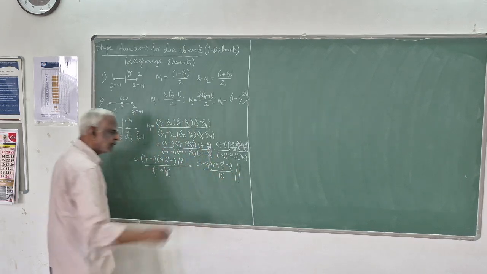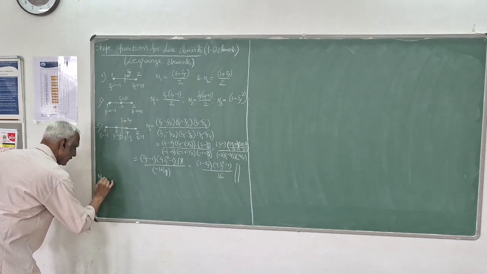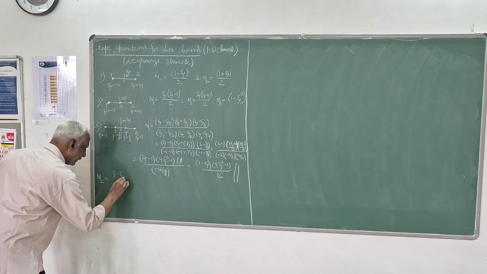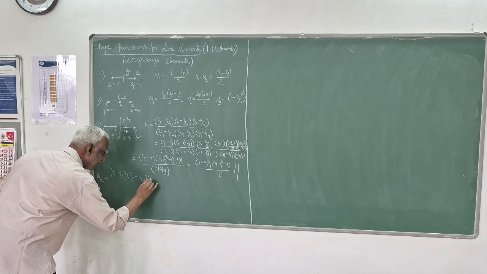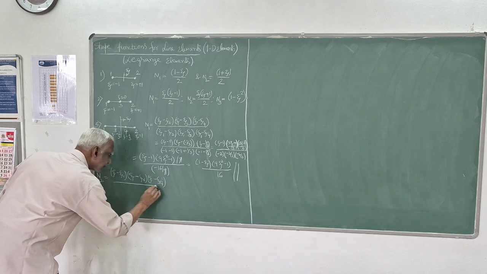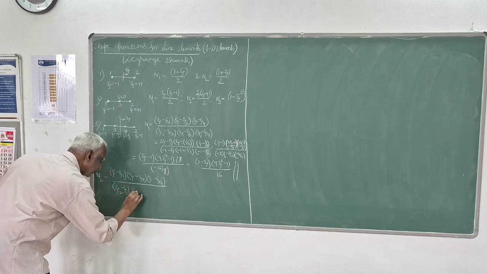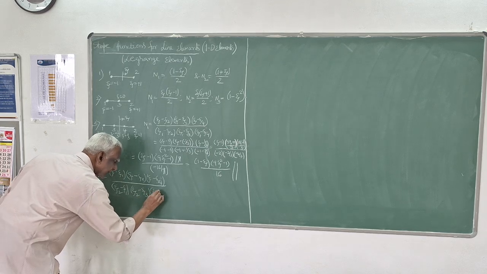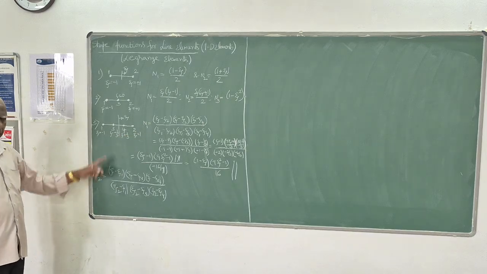This is the first shape function. Then the second shape function, N2, on the same lines, is (psi minus psi 1) into (psi minus psi 3) into (psi minus psi 4) divided by (psi 2 minus psi 1), (psi 2 minus psi 3), (psi 2 minus psi 4). Similar to the first one.